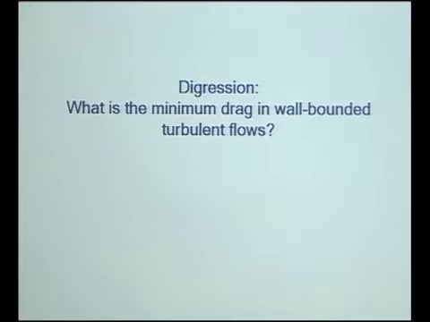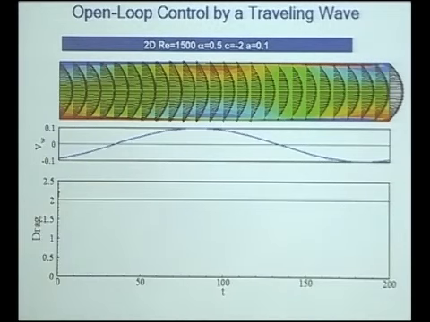So from a controller point of view, it would be nice if I know what my limit is, so that I should have some sort of target, the ideal set. What is the minimum drag in a wall-bound turbulent flow? Is it laminar flow, as one would normally expect?